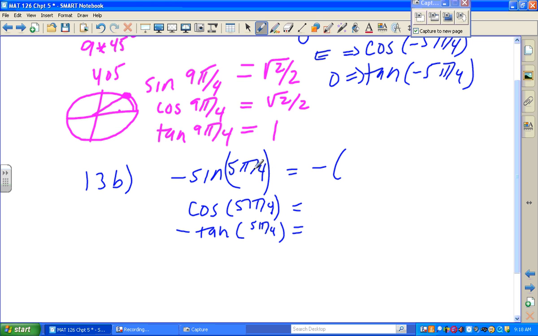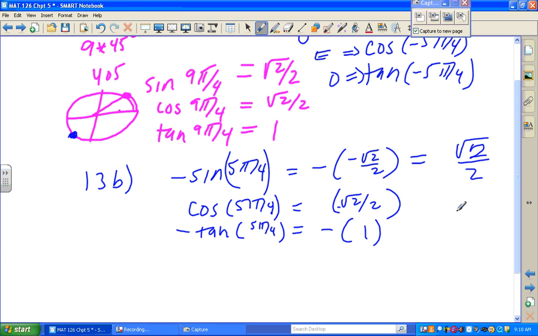I find the sine first: negative square root of 2 over 2, because it is in the third quadrant. Cosine is also negative square root of 2 over 2. Tangent is just 1 because they're both negative. Then I run through my negative sign. So it's square root of 2 over 2, negative square root of 2 over 2, and negative 1. All right?